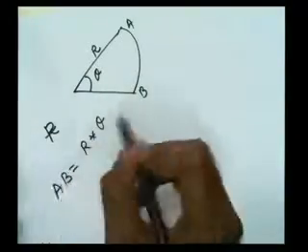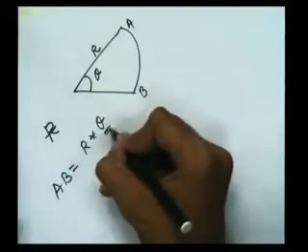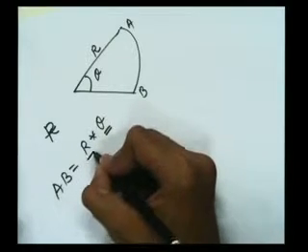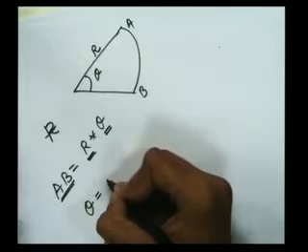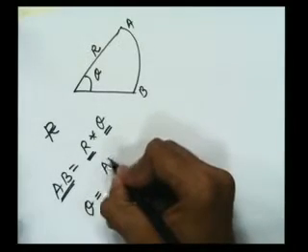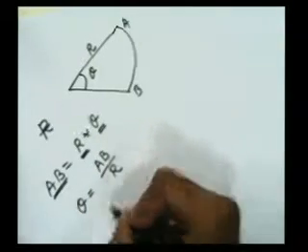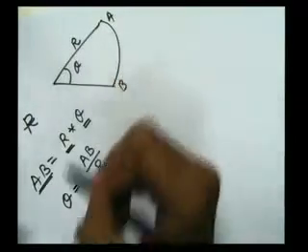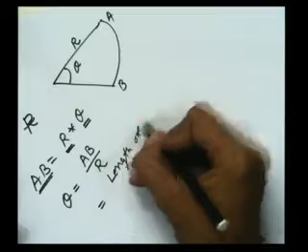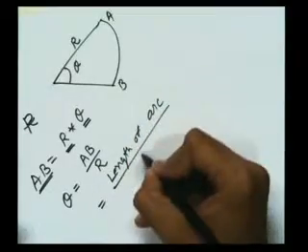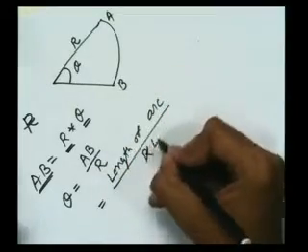But in this case, we don't know theta. We know radius r as well as AB. So how to find out theta? Theta is equal to AB upon r. So in our case, what is AB? AB is the length of arc upon r, where r means the length of the slant edge.